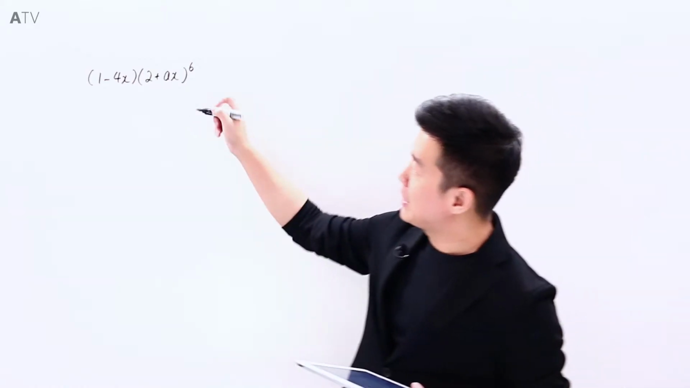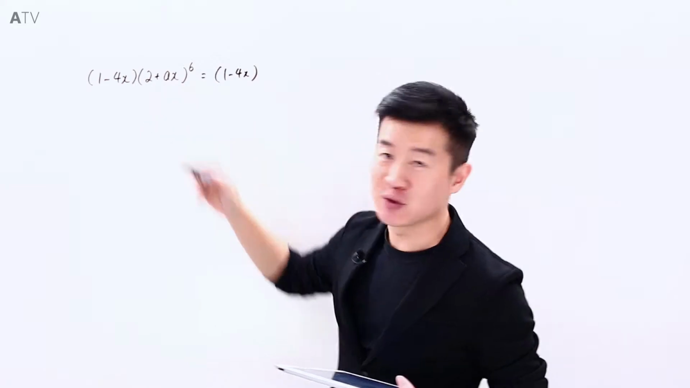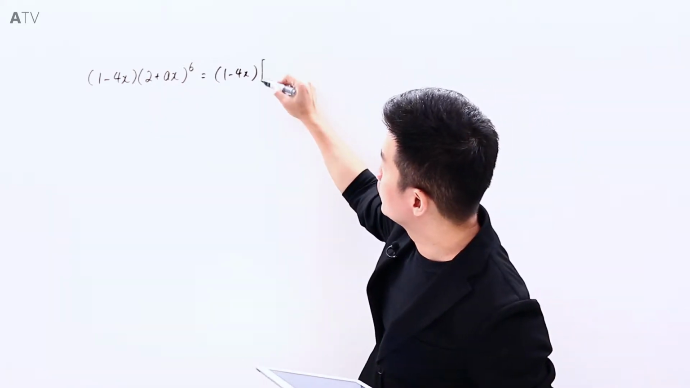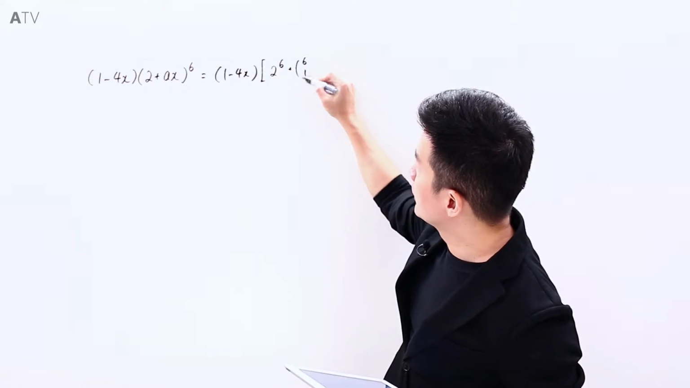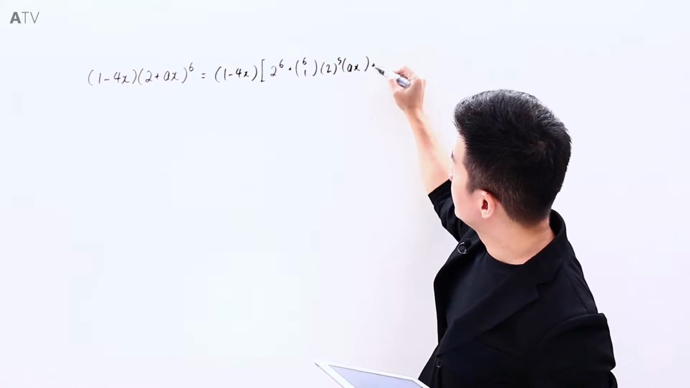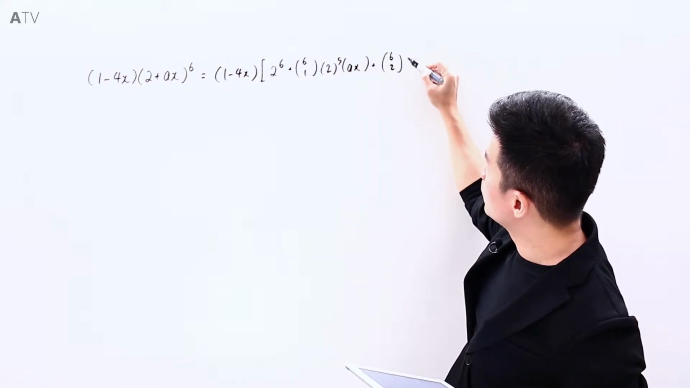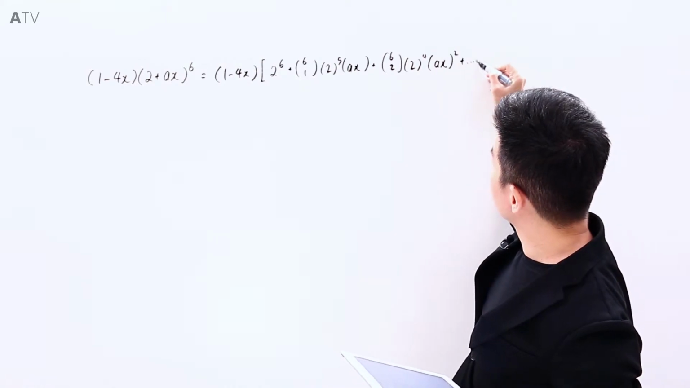Let us first expand this. So we have (2 + ax)^6 times (1 minus 4x). Expanding this using binomial expansion, it is going to be 2 to the power of 6 plus 6 choose 1, then 2 to the power of 5 ax, plus 6 choose 2, then 2 to the power of 4 ax squared, and so on.